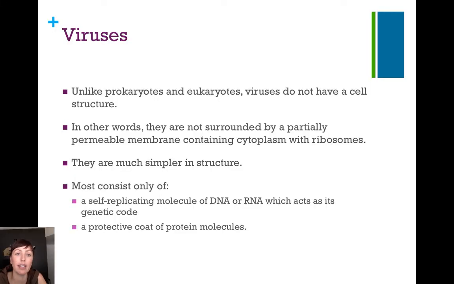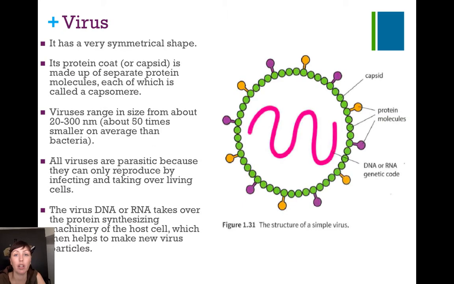Okay, viruses. Unlike prokaryotes and eukaryotes, viruses do not have a cell structure. In other words, they are not surrounded by a partially permeable membrane containing cytoplasm with ribosomes. They are really much simpler in structure. Most viruses only consist of a self-replicating molecule of DNA or RNA, which acts as its genetic code, and a protective coat of protein molecules. So let's look at a structure.